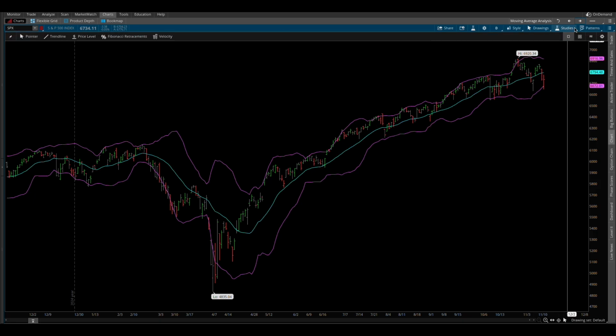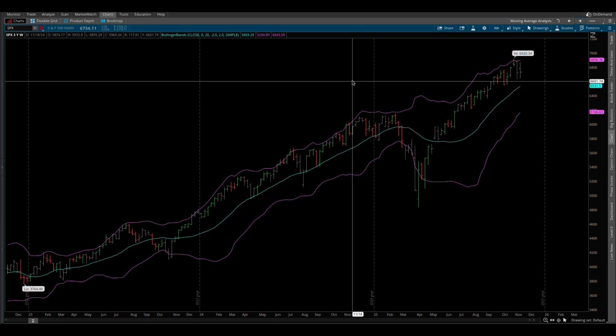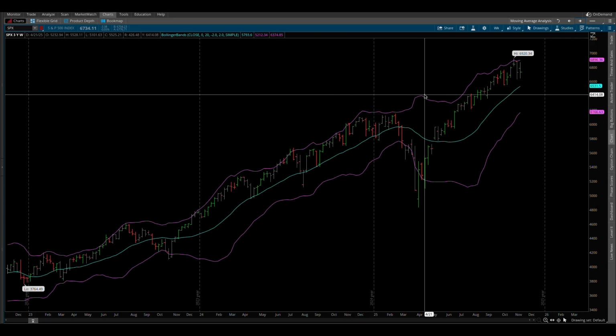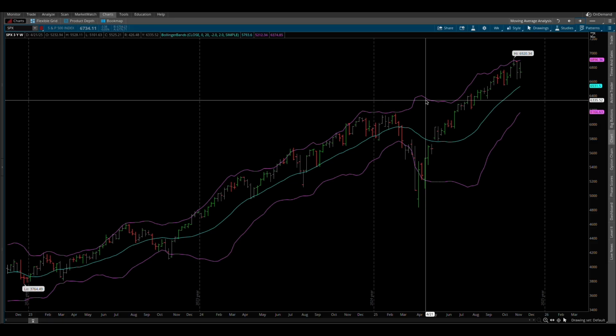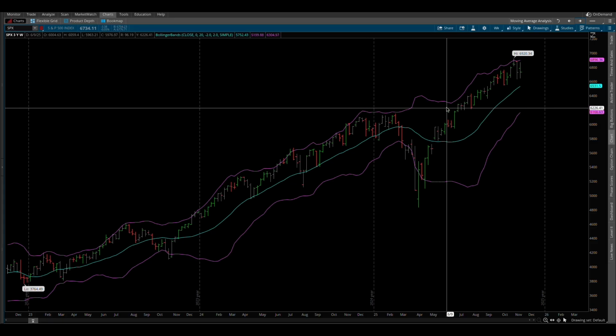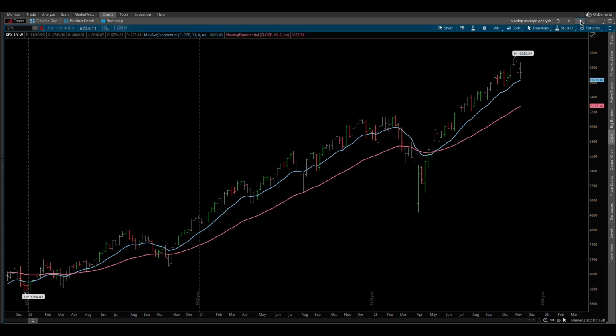So that's a daily 20-period Bollinger Band, and then I have weekly Bollinger Bands as well. As you can see, this year with the weekly Bollinger Band, there's been quite the expansion in volatility in the standard deviation, but we've been hugging the upper Bollinger Band. Then I just have some weekly moving averages, a 13 and a 40.